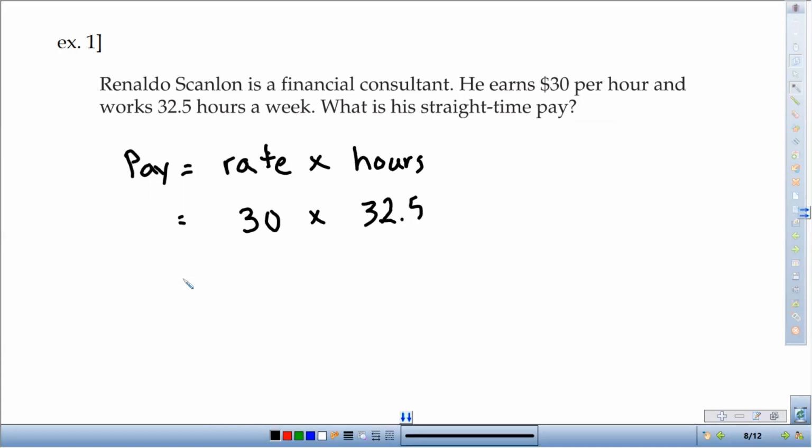When you're working through these problems, use a calculator. I don't expect you to try to do this by hand or in your head. Use a calculator. That's what I'm doing right now to calculate that out. 30 times 32.5 is 975. So the straight time pay for that period was $975.